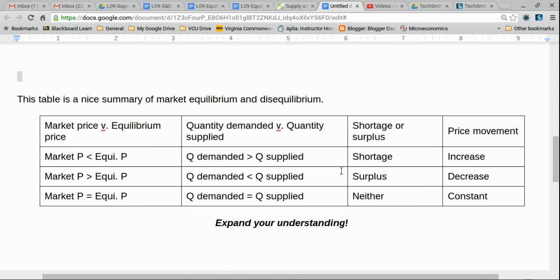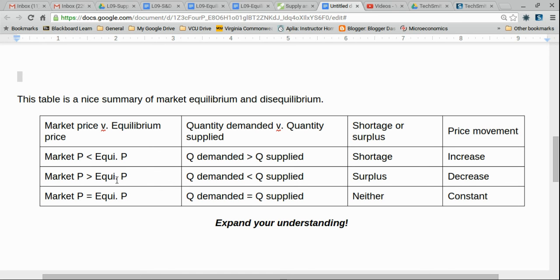This table is a nice summary of the market equilibrium and disequilibrium. First, we talk about whether we compare the market price with the equilibrium price. We compare quantity demanded with quantity supplied. We examine whether shortage or surplus exist, and we talk about what tends to happen to price in each of these conditions. Market price less than equilibrium price means quantity demanded is greater than quantity supplied. We have a shortage, and price tends to increase.